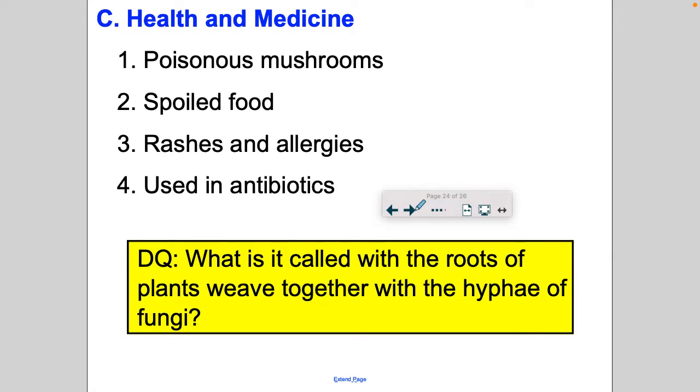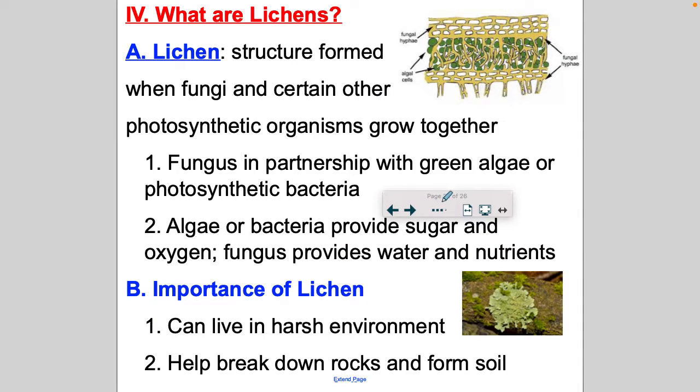And I have one more slide, so I'm just going to wrap up 8.2 all in this one lecture here. Lichens. So a lichen forms when a fungus interacts with a photosynthetic organism, and they grow together. So we have a fungi and a photosynthetic organism. It could be a plant, it could be a green algae, it could be a bacteria, but the fungus is in partnership with it, and they trade off nutrients with each other.